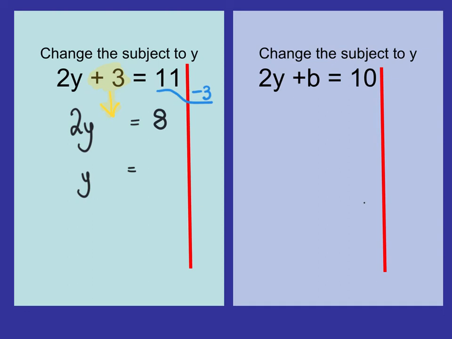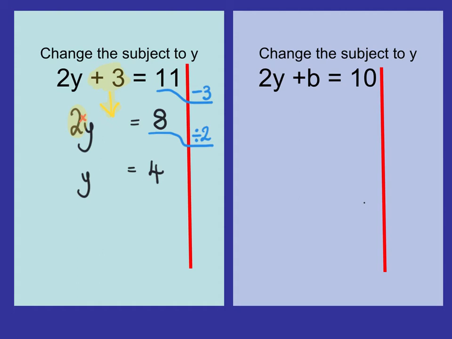From the last slide, the symbol that's missing between the 2 and the y is a times. I need to make the times 2 go away. And the opposite of times 2 is to divide by 2. 8 shared by 2 makes 4.